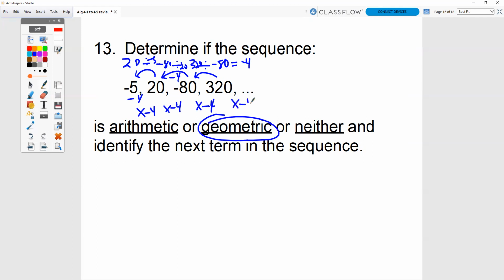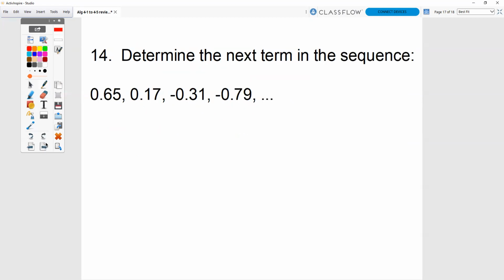And identify the next term in the sequence. So times negative 4 again, 320 times negative 4. The next number in the sequence would be negative 1,280.